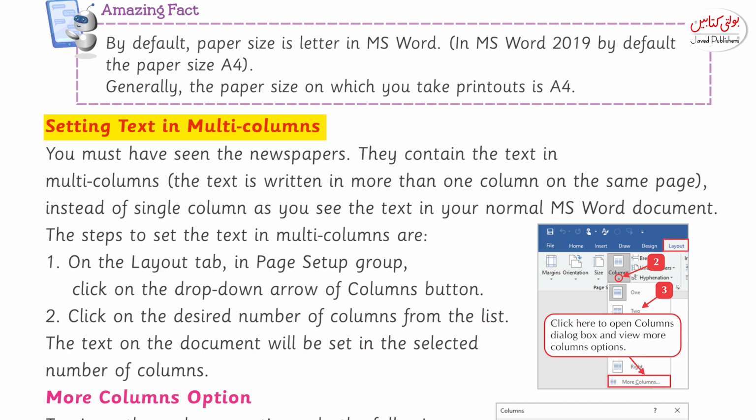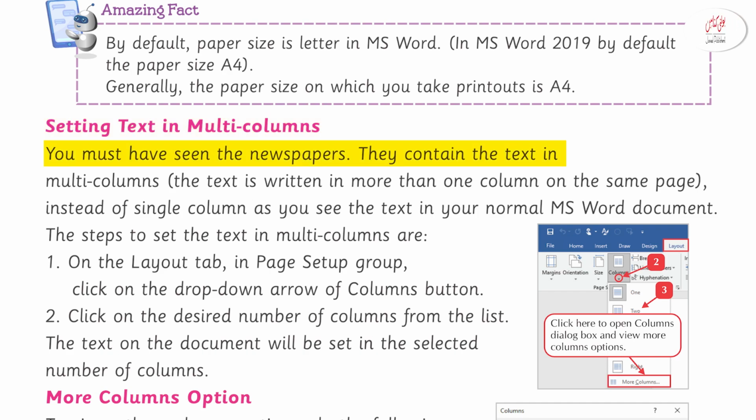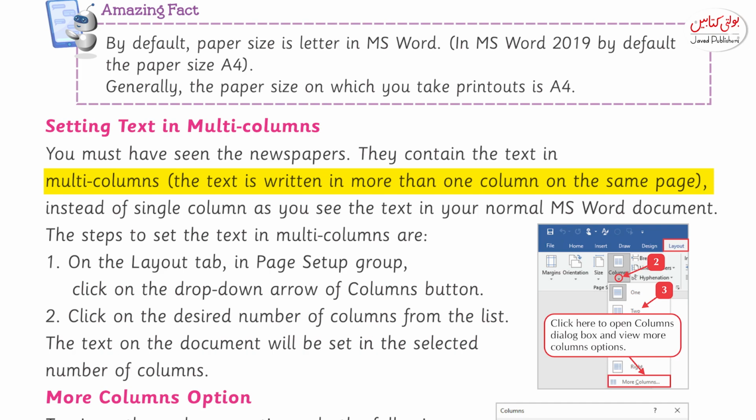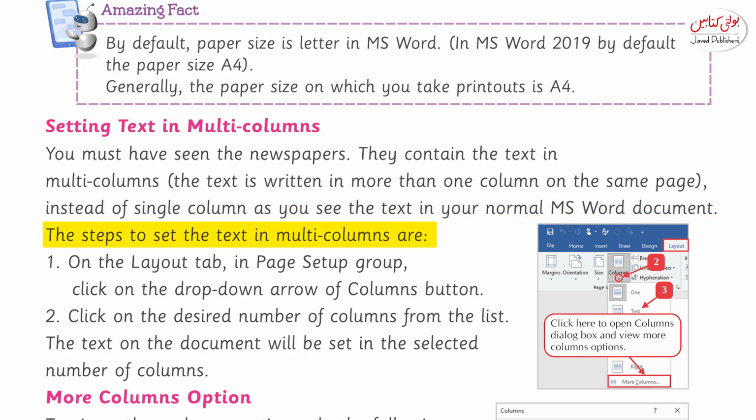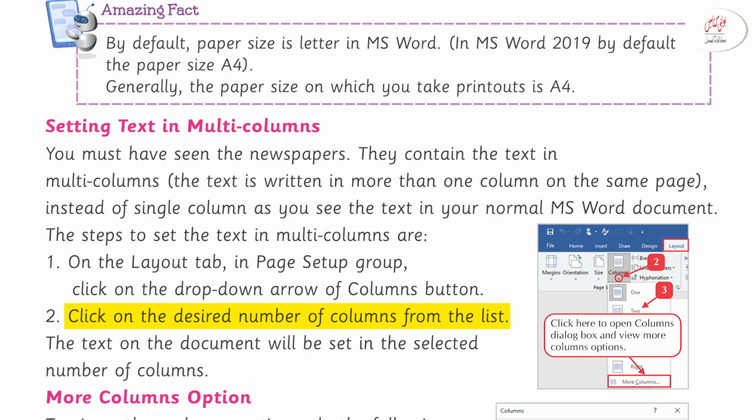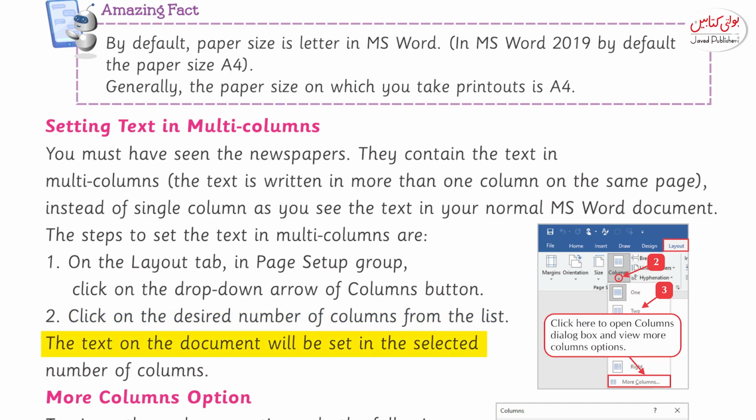Setting text in multi-columns. You must have seen the newspaper. They contain the text in multi-columns. The text is written in more than one column on the same page, instead of a single column, as you see the text in your normal MS Word document. The steps to set the text in multi-columns are: Step 1. On the Layout tab in Page Setup group, click on the drop-down arrow of Columns button. Click on the desired number of columns from the list. The text in the document will be set in the selected number of columns.